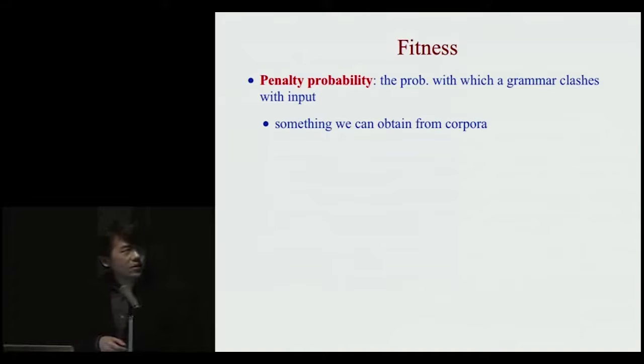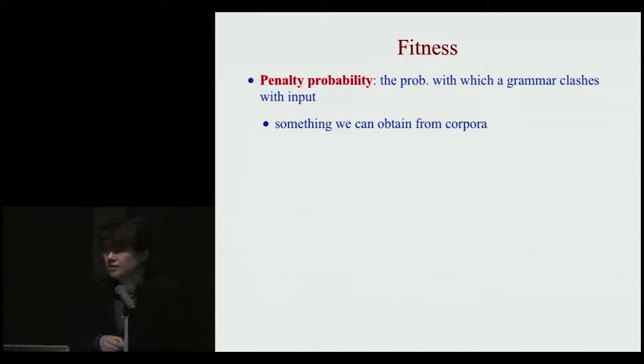Well, that's very easy to do, for a linguist. So that's something you can quantify. The probability with which a grammar clashes with the input. So what's the probability a grammar fails in the particular linguistic environment? That's something that we linguists can estimate in corpora.